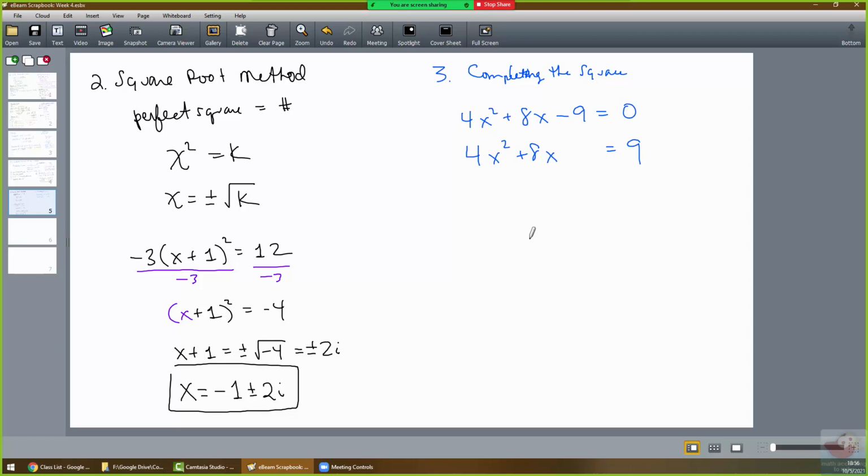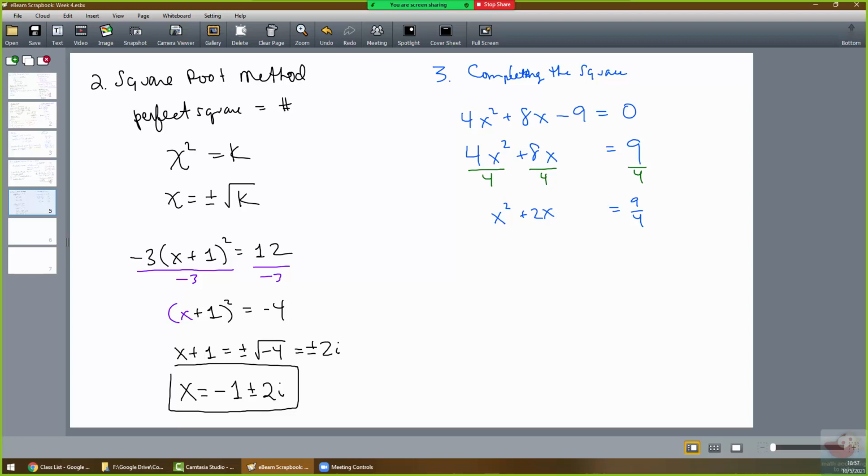So the variables have to be by themselves. The next thing is we need to make the leading coefficient a 1. There's a couple ways to do that. The way we're going to do it is divide everything by 4 in this case. So now we have x squared plus 2x equals 9/4. So leading coefficient of 1, variables by themselves. Now we're ready to complete the square.